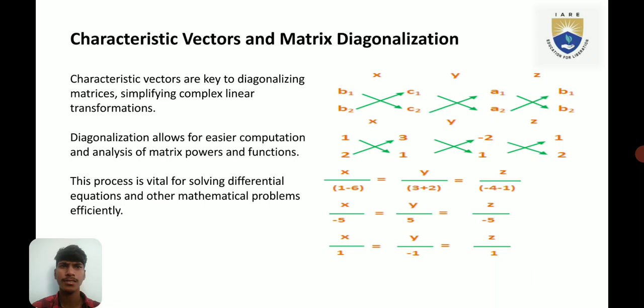Then, characteristic vectors and matrix diagonalization. Characteristic vectors are key to diagonalizing matrices, simplifying complex linear transformations. Diagonalization allows for easier computation and analysis of matrix powers and functions. This process is vital for solving differential equations and other mathematical problems efficiently.